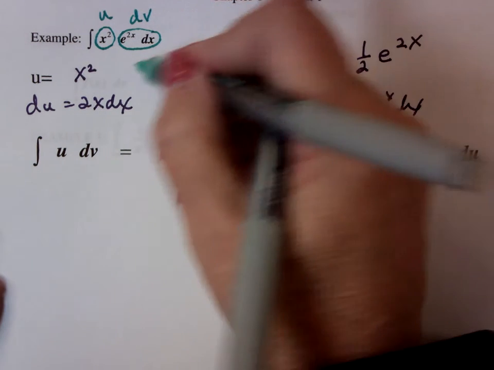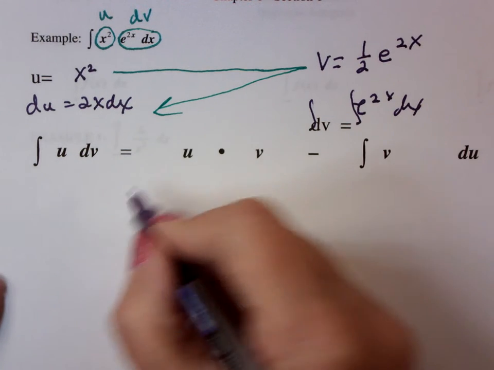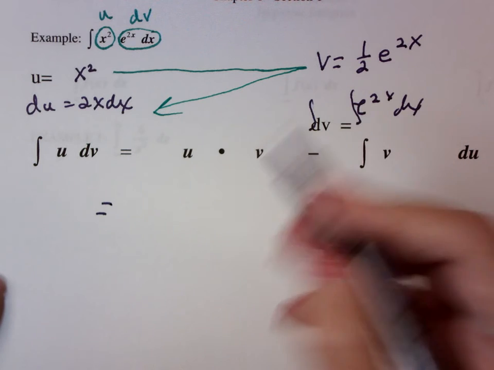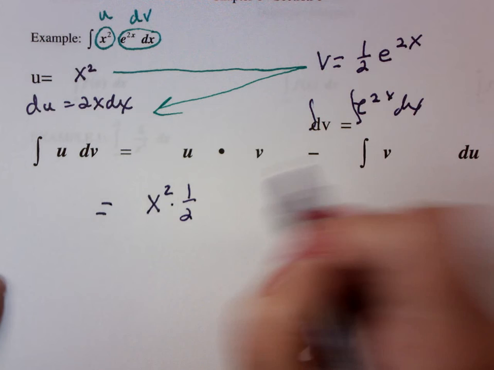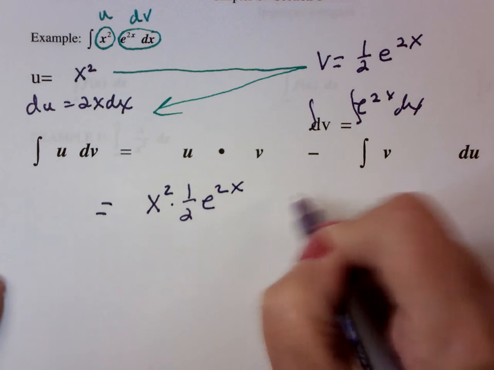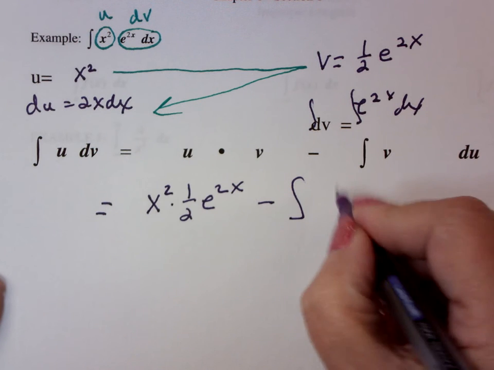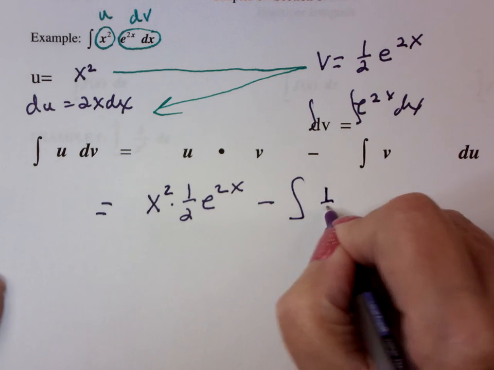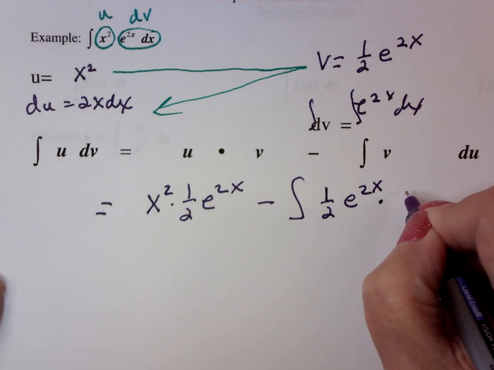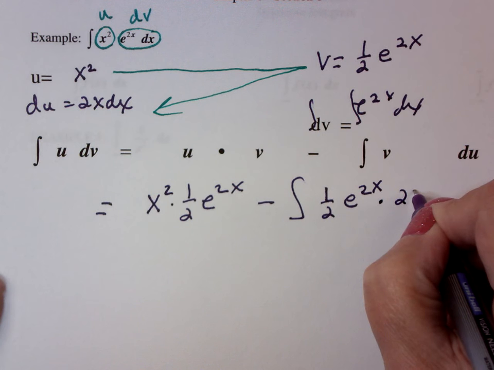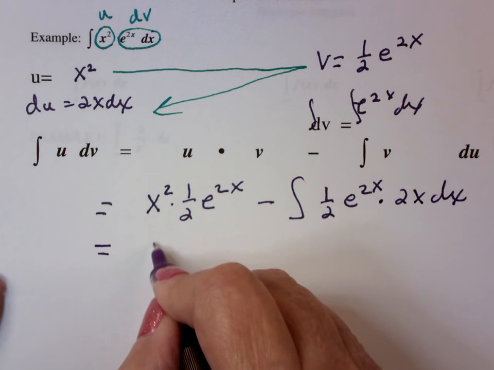And so now we're going to parts it. So that this integral ends up being u times v, so it's x squared times 1/2 e to the 2x minus the integral of v du, which is 1/2 e to the 2x times 2x dx. Now we're going to simplify.